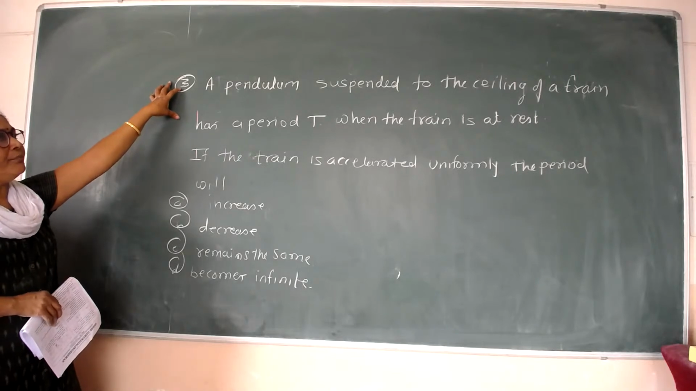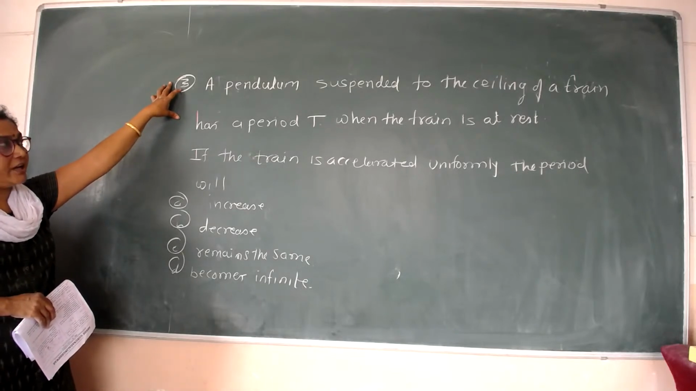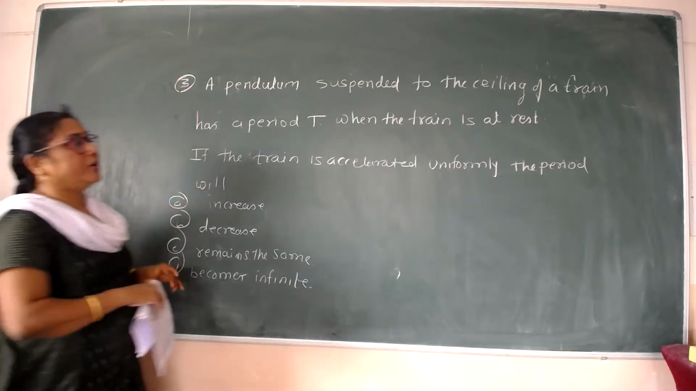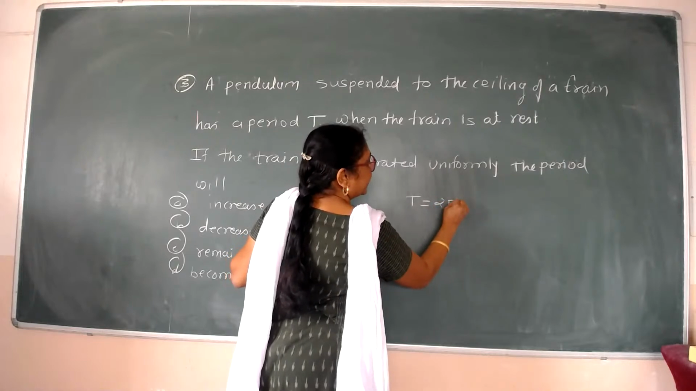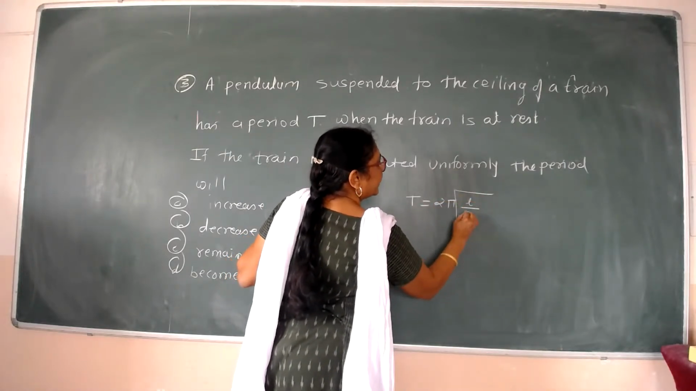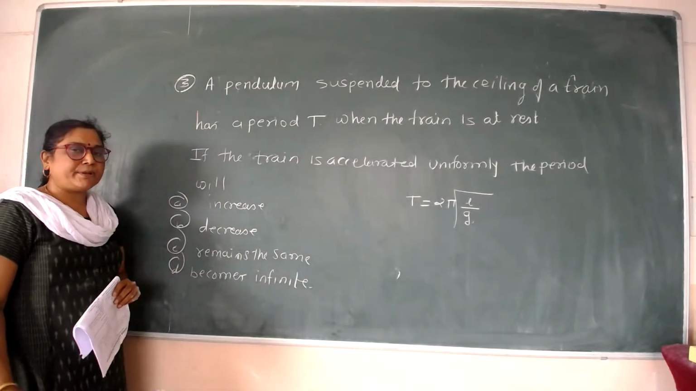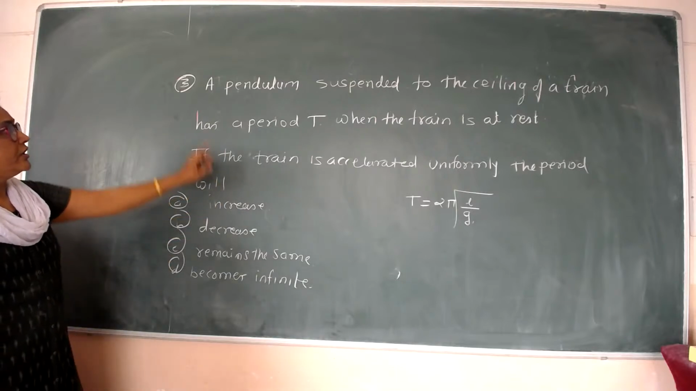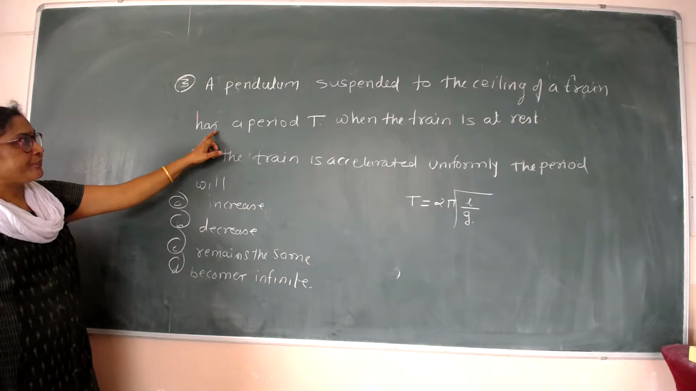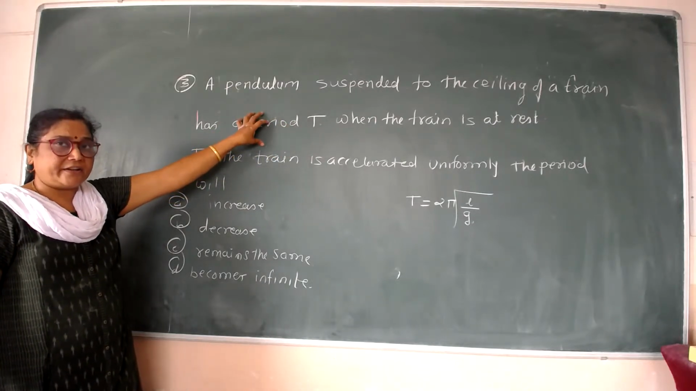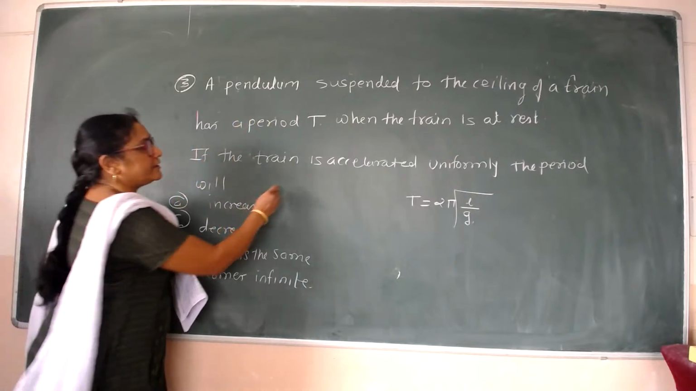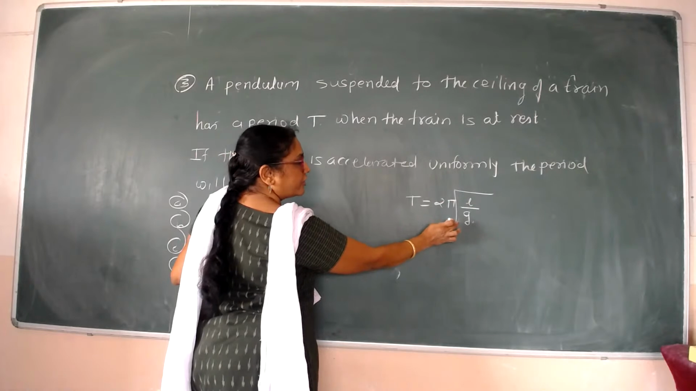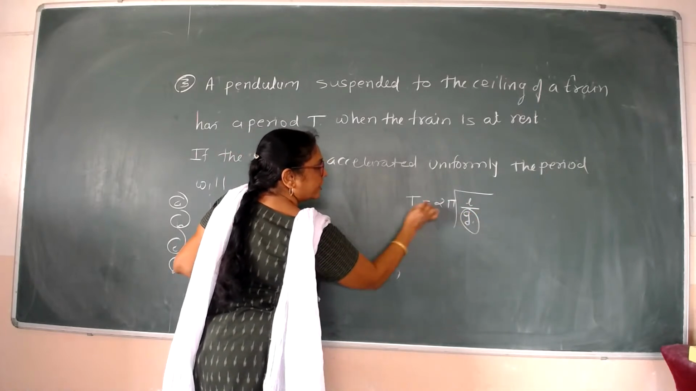So see the question. A pendulum is suspended, which means here the time period of a pendulum. We know the related formula for the time period of a simple pendulum: T is equal to 2 pi into root of L divided by g. We derive that expression. Now, a pendulum is suspended to the ceiling of a train. When the train is at rest, its time period is T, which means the acceleration due to gravity is g. When the gravity is g, the time period is T.